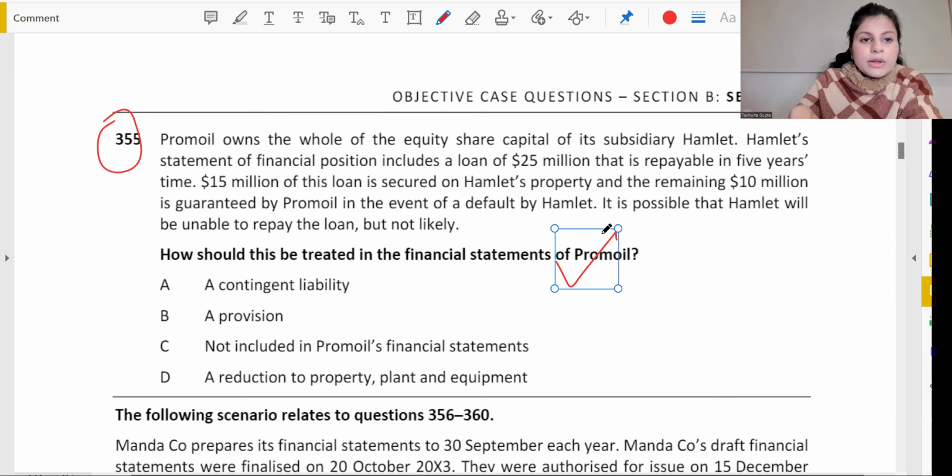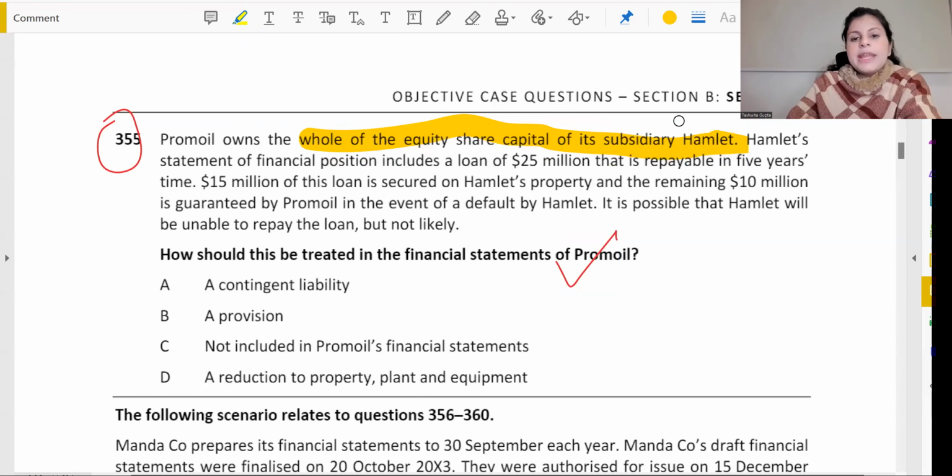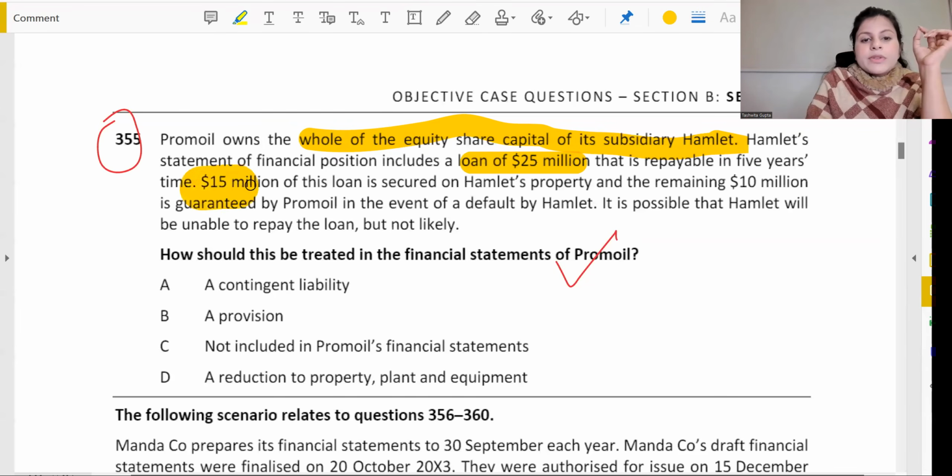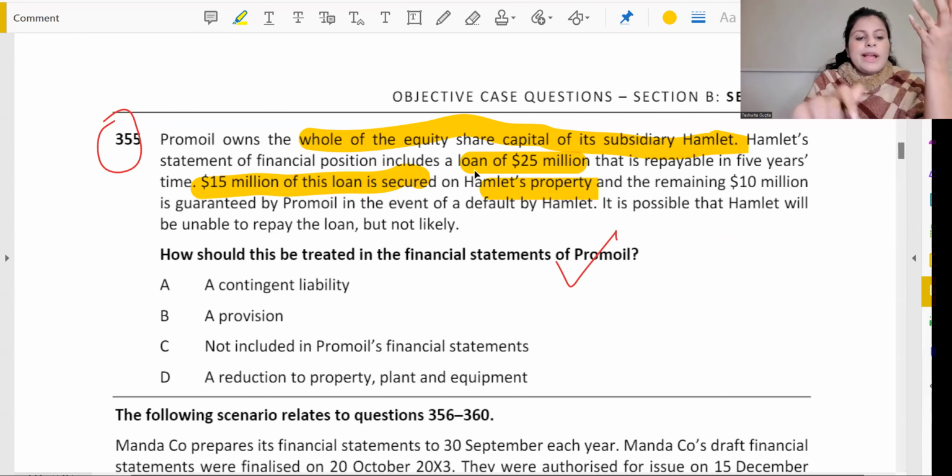Promoil owns the whole of the equity share capital of its subsidiary Hamlet, and Hamlet's statement of financial position includes a loan of 25 million that is repayable in 5 years. 15 million of this loan is secured on property. That means, if you understand Hindi, secured loan means girvi. You've kept something as a security.